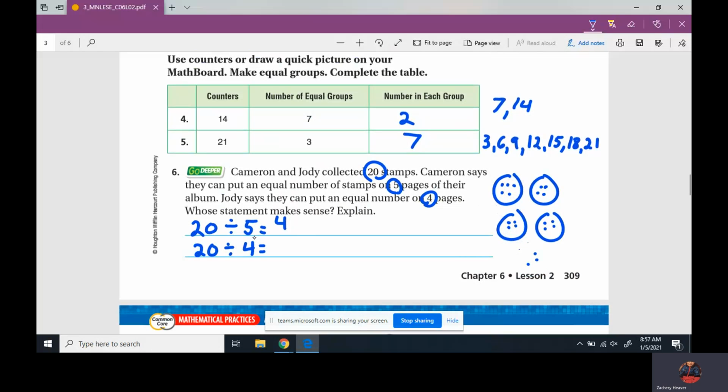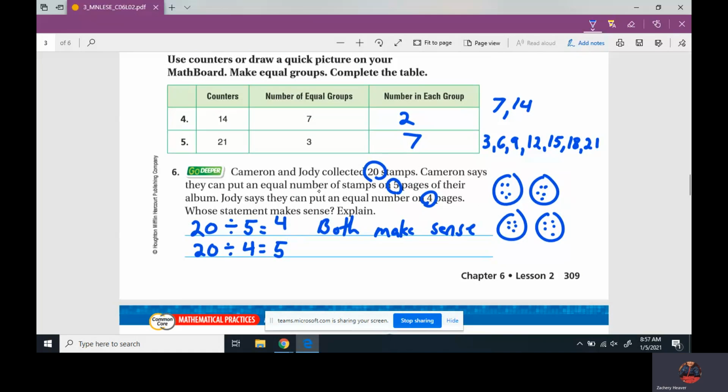Now, let's do 4 groups. So I have 4 groups, and I have 1, 2, 3, 4, 5, 6, 7, 8, 9, 10, 11, 12, 13, 14, 15, 16, 17, 18, 19, 20. That would work. So both make sense. And look at this. 4 times 5 is the same as 5 times 4. They both equal 20. We can see commutative property in that.